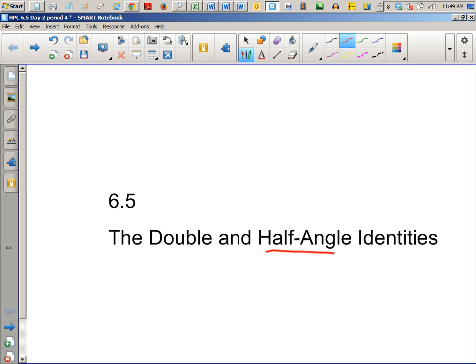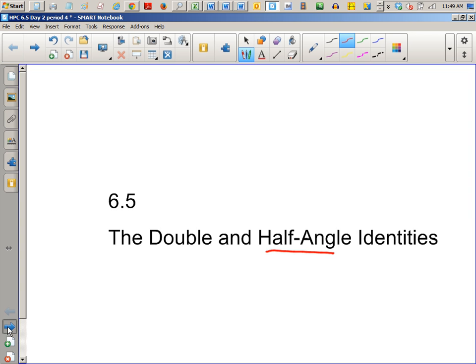And the power of those are, if you have an angle, right, and let's say you happen to know the cosine's a half, you would be able to predict what half of the angle's cosine would be. Okay? So let's go ahead and get started on it.